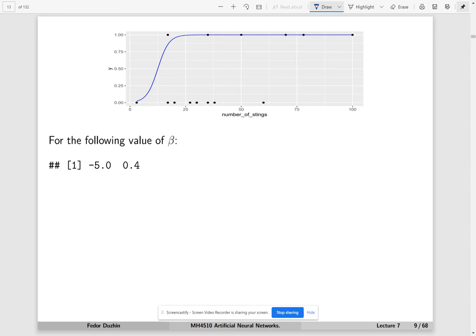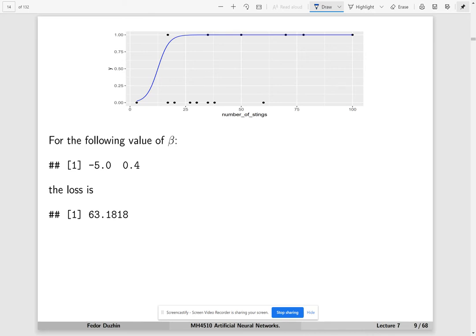In any case, it means that hypothetically, if you give me some value of beta, then I could plot my logistic regression on the y-x axis. So the number of stings here is my x, the only predictor. Right, so the value of y should be between 0 and 1 because it is probability. And for every value of beta, I can hypothetically calculate the loss function, right? So for example, if my beta were equal to -5, 4, then the loss would be equal to 63.